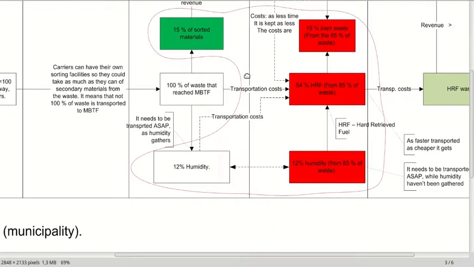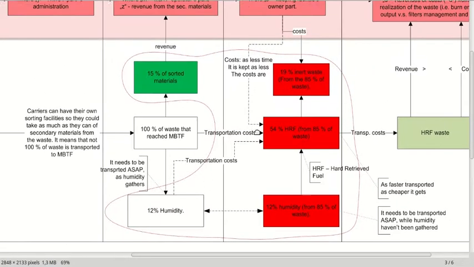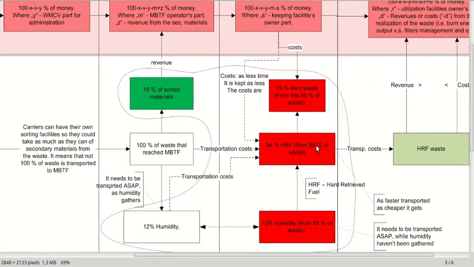Okay, so 15% goes there. Then the rest of that stuff, the 85% of waste, is split into three parts. This part is the one part, because I'm not sure where the humidity gathers.